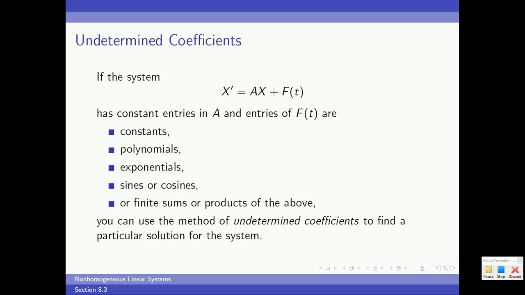With undetermined coefficients, if you have a non-homogeneous system, remember that to be non-homogeneous, f of t is not equal to 0. If f of t has the exact same type of entries we considered before with undetermined coefficients, so constants, polynomials, exponentials, sines and cosines, or any combination of those, products or sums of those, then you can use the method of undetermined coefficients to find the particular solution for the system.